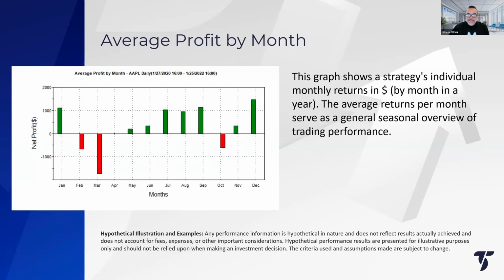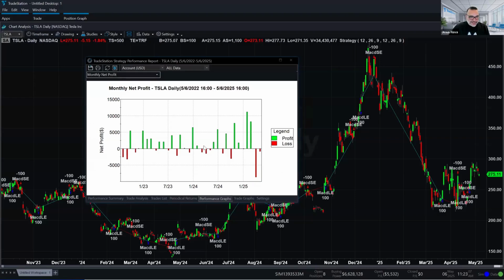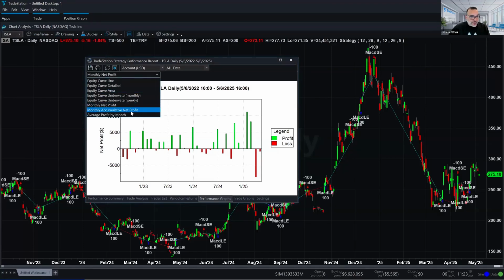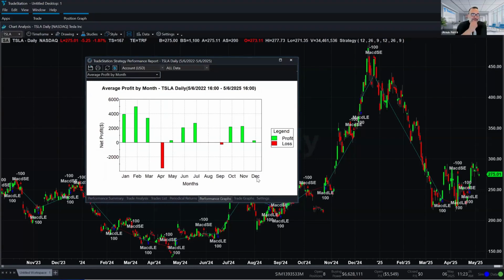This is the same as the profit by month, but it averages all the months together, which is what I was thinking that I was looking at, but I was not. This one is the monthly net profit of all the months in the strategy backtest. So we have the 3 years of historical backtest. But if I select the accumulative net profit, the average profit by month, then we get a better picture of monthly profitability because it averages them together.